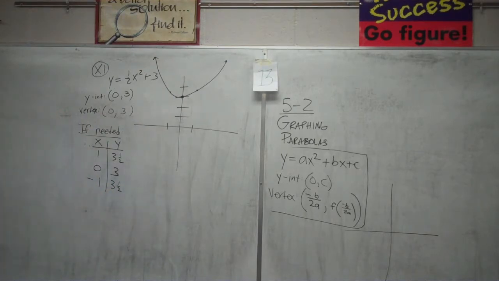Vance? So up here where you find the vertex, when you go to find y, you take the x for the vertex, and that's 0, and you plug it up where it says y equals up there. That's correct. That's exactly right.